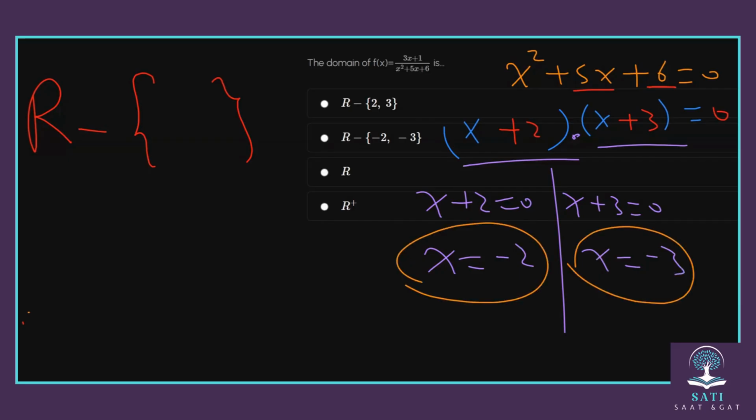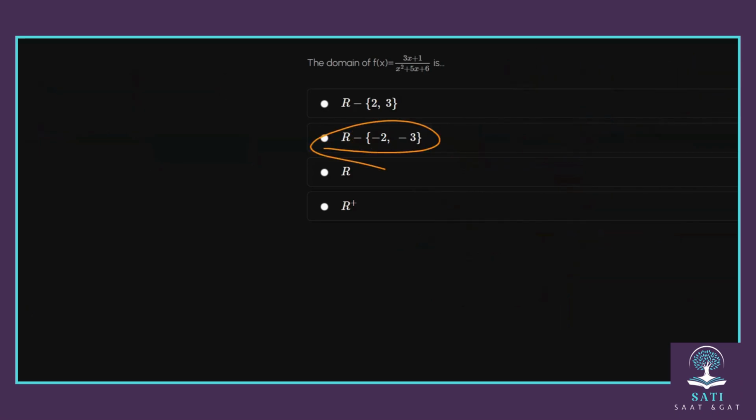So these are the values of x that I exclude from the domain. That means I take them out; I don't use them in the domain because they make the denominator 0. So the domain will be all real numbers except these two numbers. As you see here, all real numbers except these numbers, I cannot use them. So this is the domain.